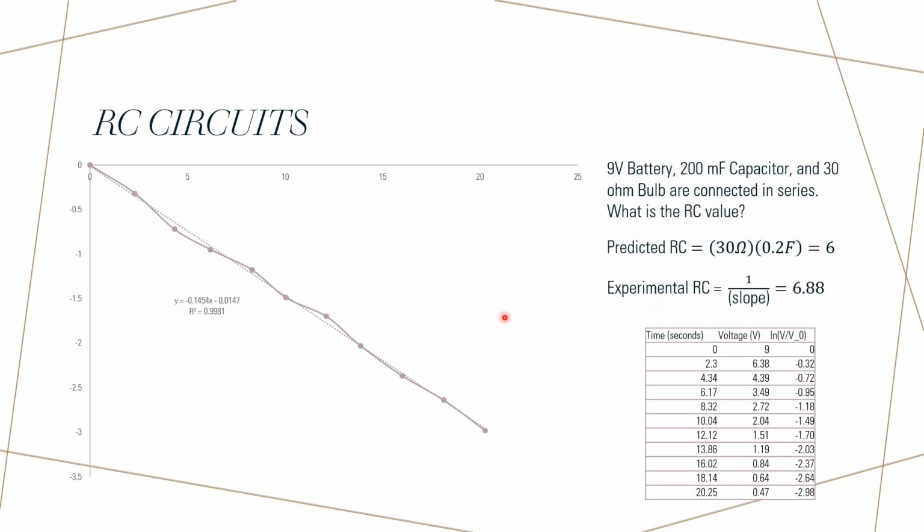Now, using a 9 volt battery, a 200 millifarad capacitor, and a 30 ohm bulb, they're connected in series. We're going to try to find the RC value. So we're going to multiply the resistance by the capacitance, which gives us 6 as our predicted RC value. And now using the time and the natural log of the voltage divided by the original voltage, we can calculate the slope of that line, and then use the inverse of that to calculate the experimental RC value of 6.88 based off the system.